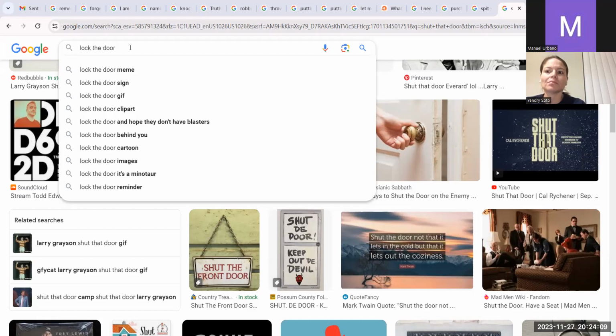Esta puerta está cerrada y ya nos vamos a dormir, entonces shut the door. Esto no se va a abrir más. Shut the door.